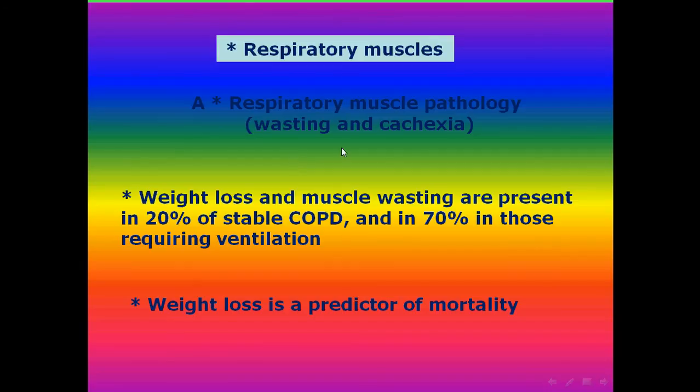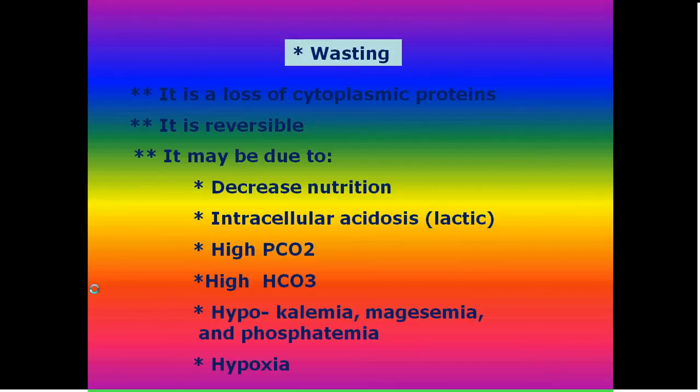When we come to the second part, the respiratory muscles suffer 2 important points. The first is wasting and cachexia. Wasting is the loss of the cytoplasmic protein. This is a reversible one. Usually, the patient with COPD in his stable state is losing about 20% of this cytoplasmic protein. But this wasting may go up to 70% in the patient requiring ventilation. Weight loss is a very important predictor of mortality.